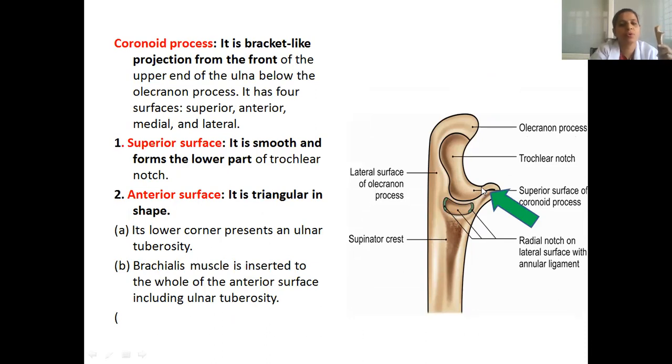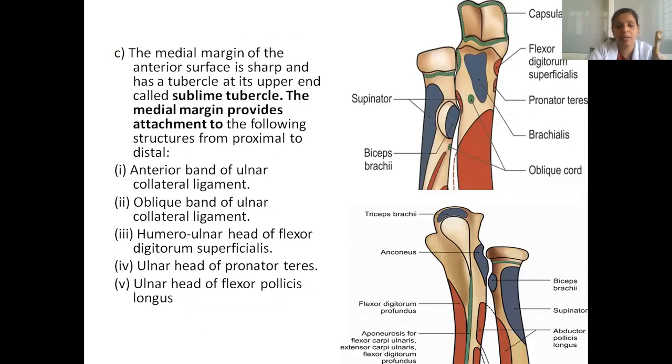The shelf-like projection we have is the coronoid process. It has a superior surface and a front surface, the anterior surface. The superior surface is smooth and it is taking part in the formation of the trochlear notch. The anterior surface is triangular in shape, and at its lower corner, I have just shown with this chalk piece shade, this whole white area below the coronoid process, is the ulnar tuberosity. I told you posteriorly it is sharp, forming the supinator crest also.